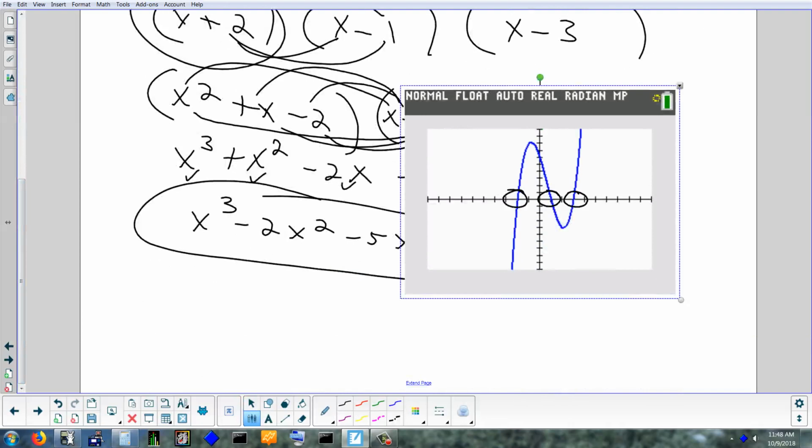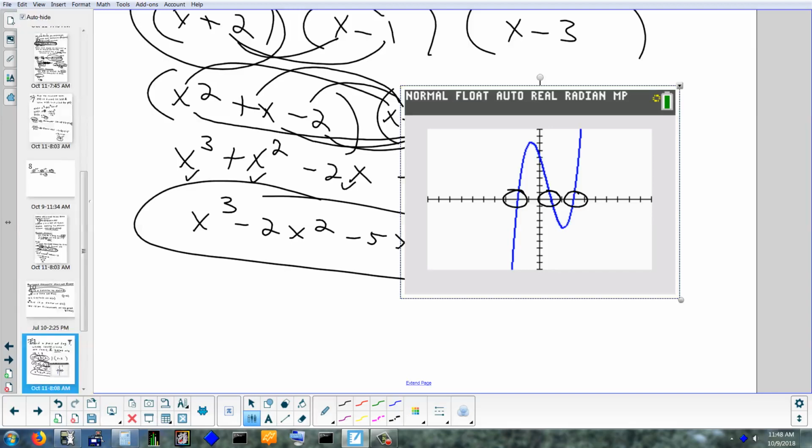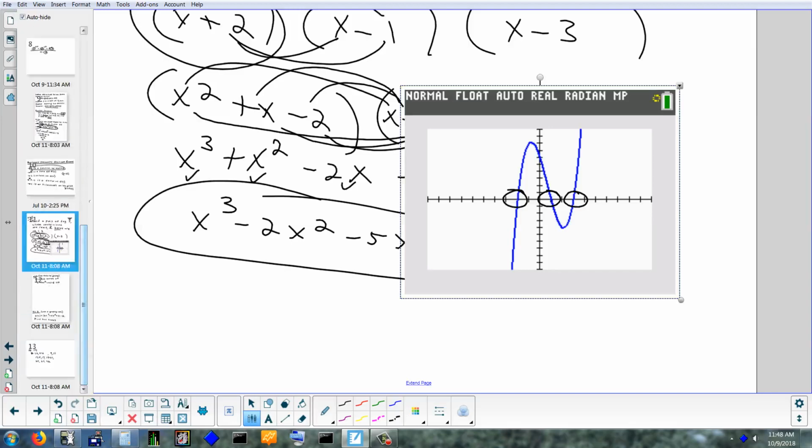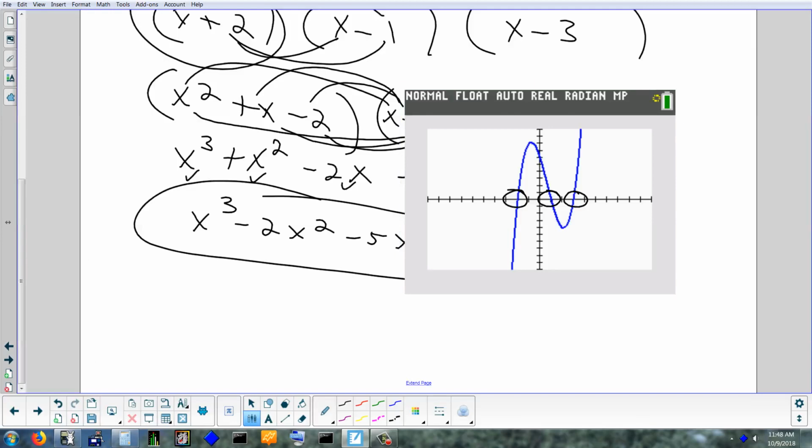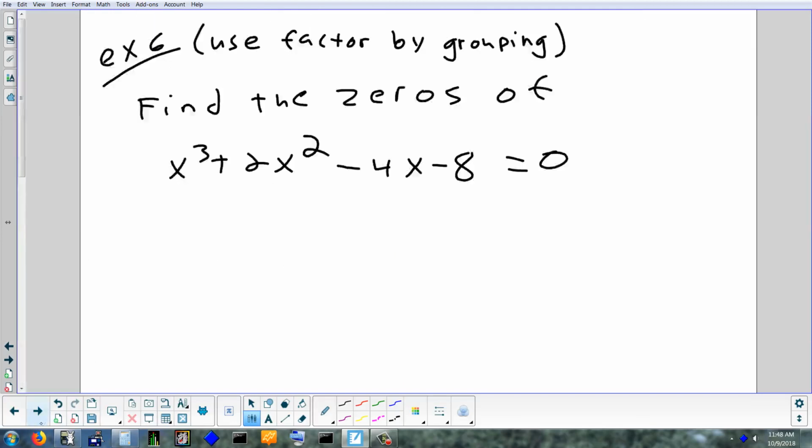All right, so the big thing is if they tell you a number is a root, x minus that number is a factor. So if 5 is a root, x minus 5. 12 is a root, x minus 12. Any questions on that one? All right, last one.